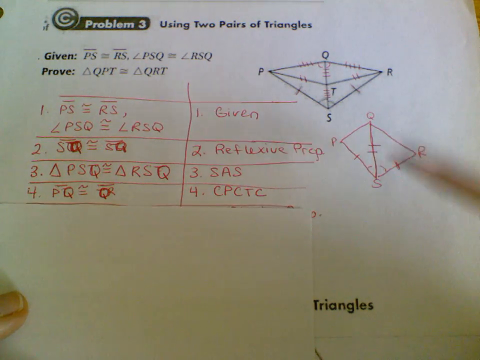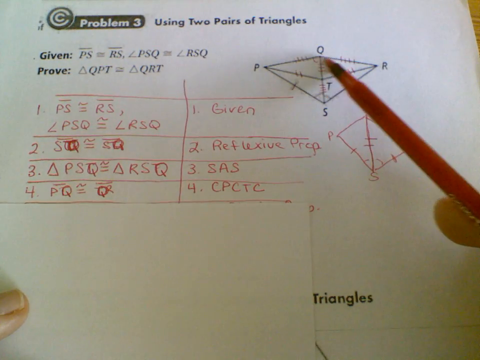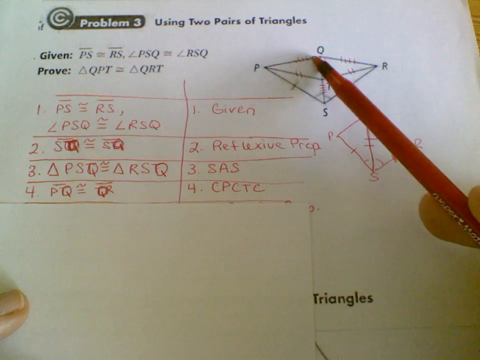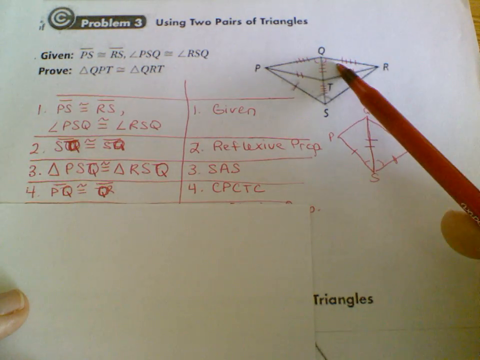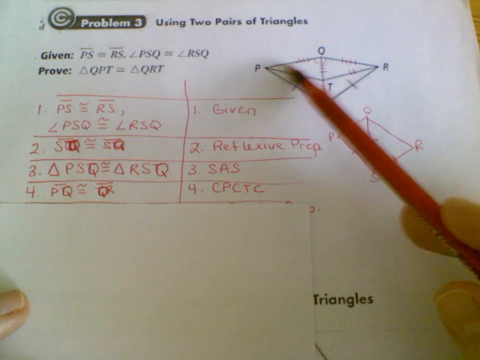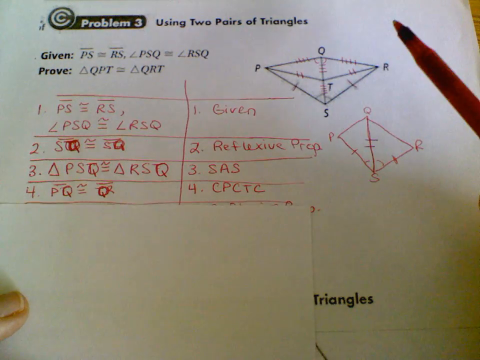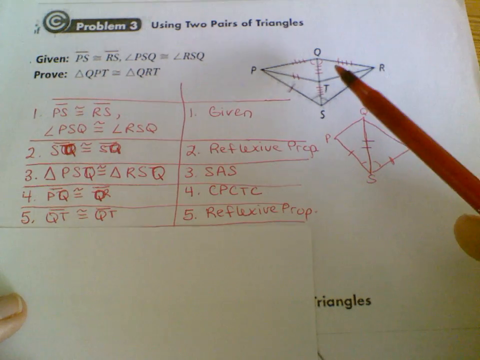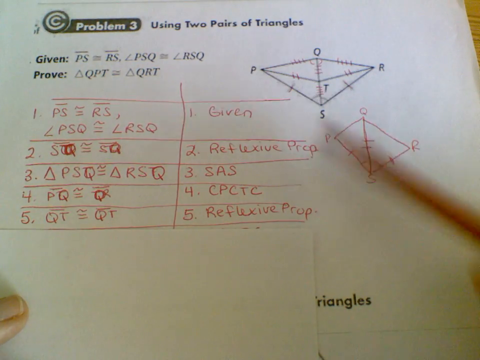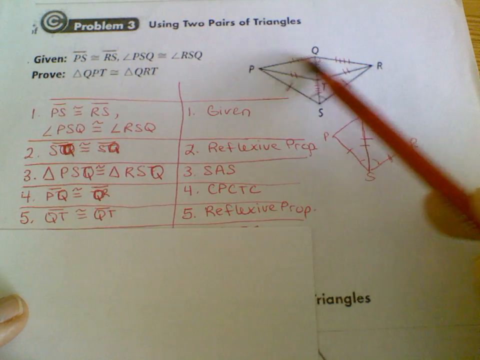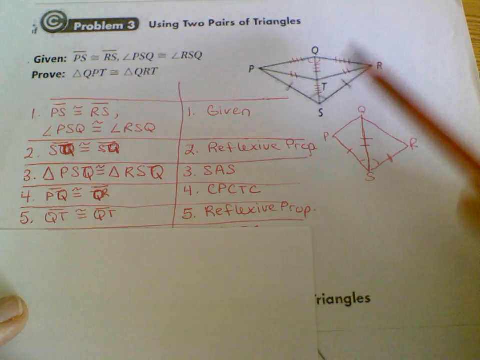Then the next thing is, do I know any other corresponding parts within those that could help me out? And yes, so now I'm going up here to this picture and putting PQ has to be congruent to QR because of CPCTC, since I just proved that these two big triangles are congruent to each other. Then the next step is QT has to be congruent to itself because of the reflexive property. So now I'm in here inside of these two small triangles.